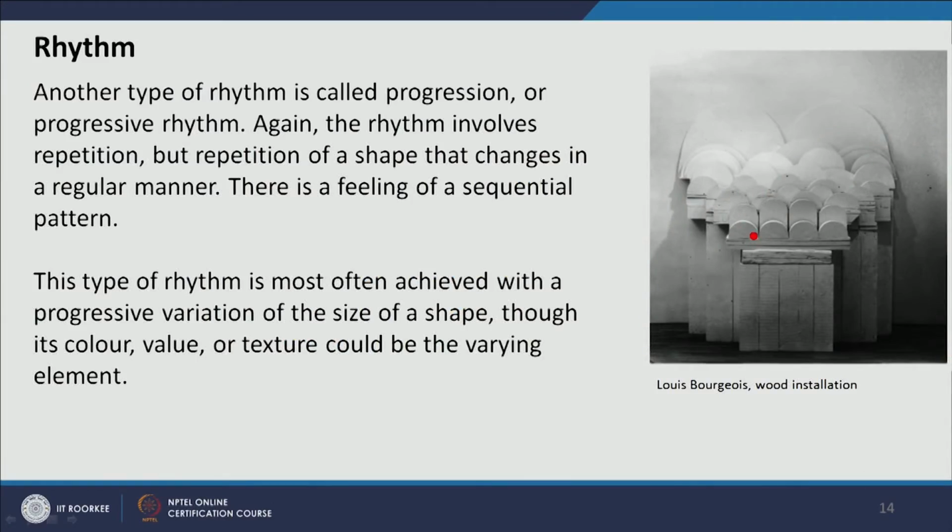But in progressive rhythm, the first object, as in the example you can see, is augmented in the second layer, and again enlarged and again enlarged. The progression can be achieved in terms of shape or in terms of size. One particular shape is increased in the next repetition, again increased in the next repetition, and again increased in the next repetition. We can see this in this installation.